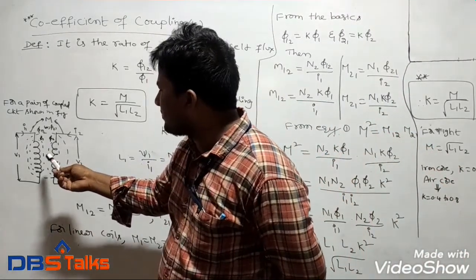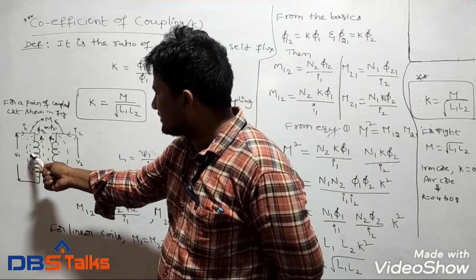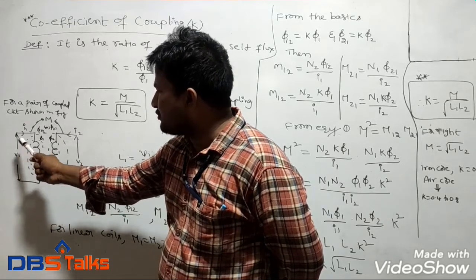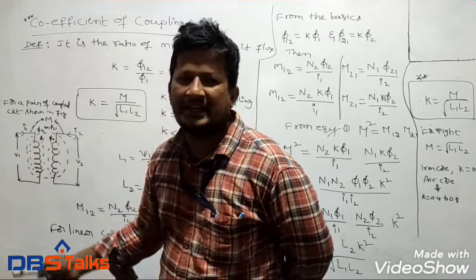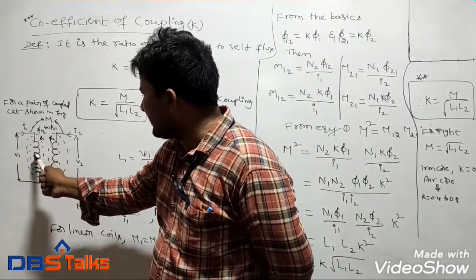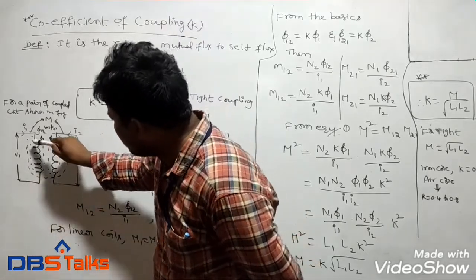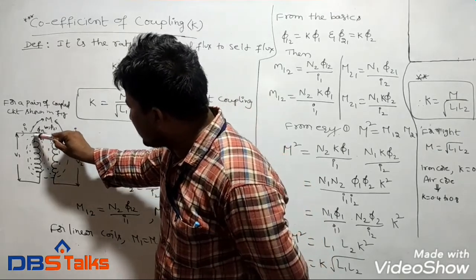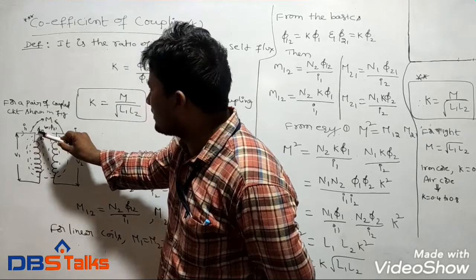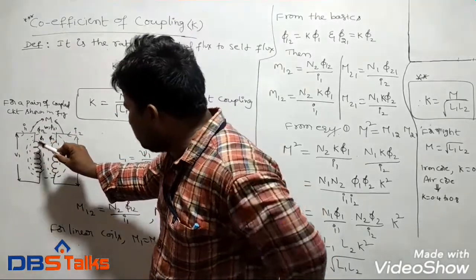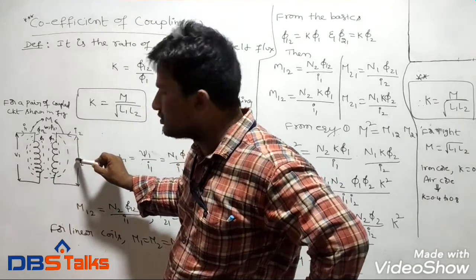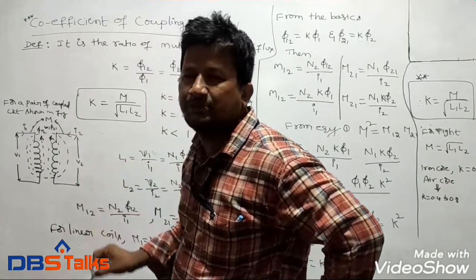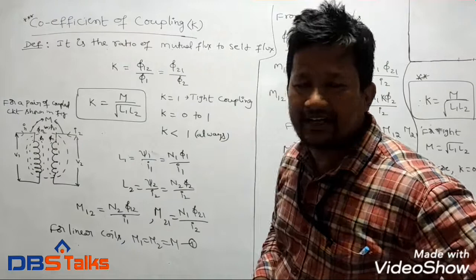Let us consider a pair of coupled circuits shown in the figure. Here we give a supply V1 to the first circuit. Because of the alternating voltage V1, an alternating current I1 flows through the first circuit. Here there are N1 turns and N2 turns. It will produce self flux phi1, and because of this, a mutual flux phi12 is produced, which interlinks with the other circuit. A voltage is then induced in the secondary winding or secondary coil.